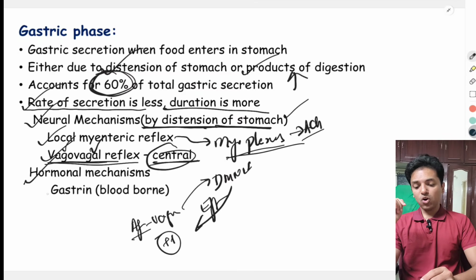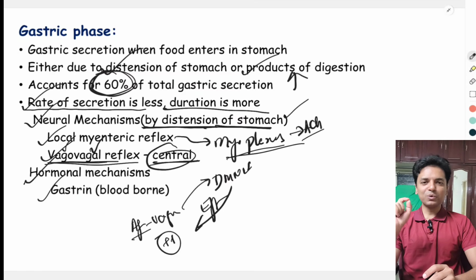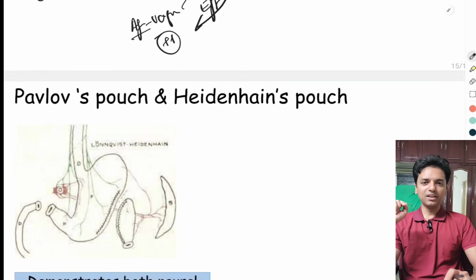And next we also have hormonal mechanisms, and the most important hormone here which is secreted because of the distension of the stomach or because of the products of digestion is gastrin, and gastrin we all know is going to cause a stimulation of the gastric juice secretion. Again, we have to prove that there is a gastric phase, and this gastric phase is mediated both by the nerves as well as by the hormones.